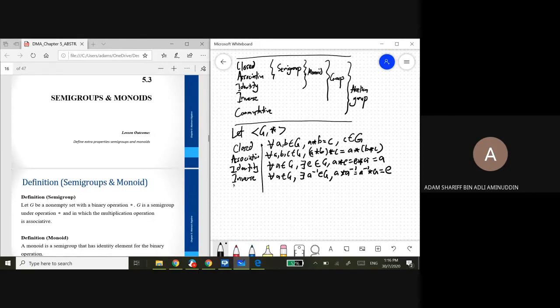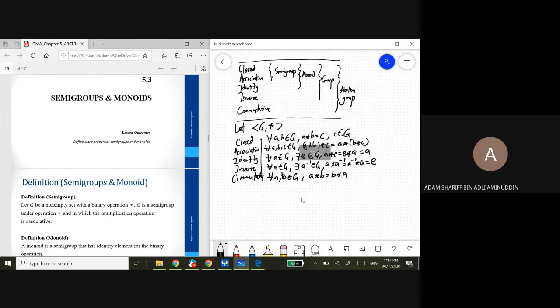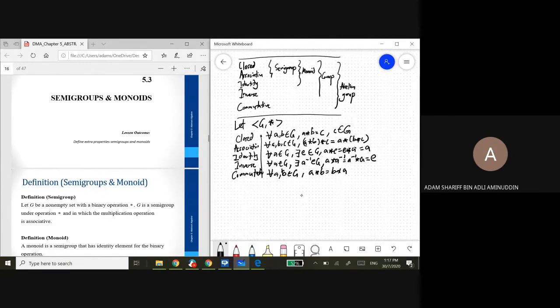Lastly, commutative. Commutative behaves like this. For every two elements in G, A binary operation with B equals B binary operation with A. Alright. The definition is very straightforward. However, the implementation is plenty.